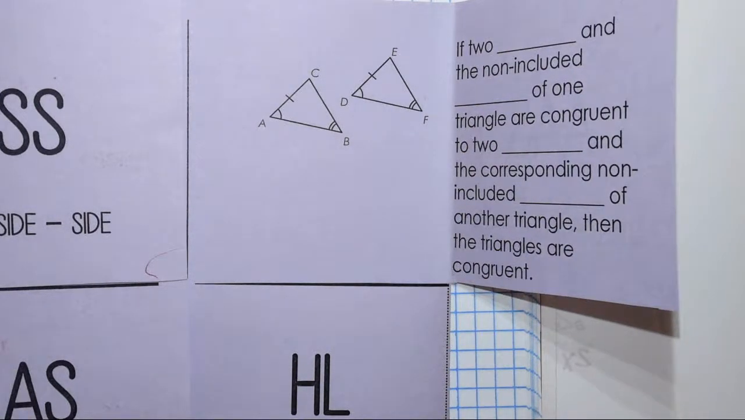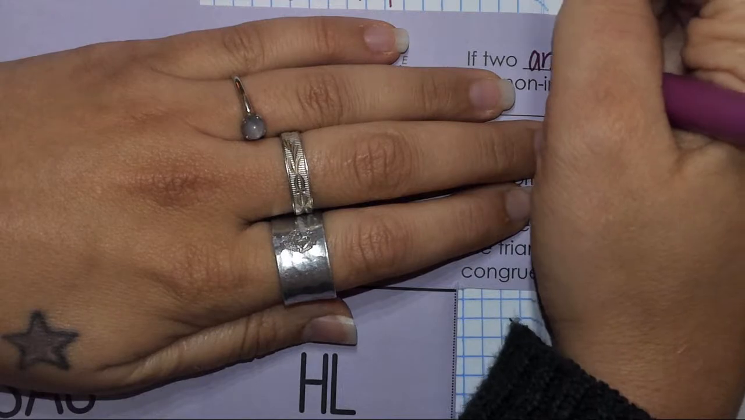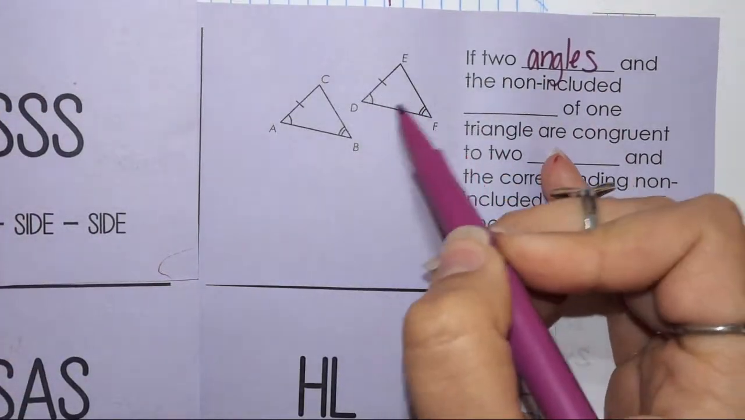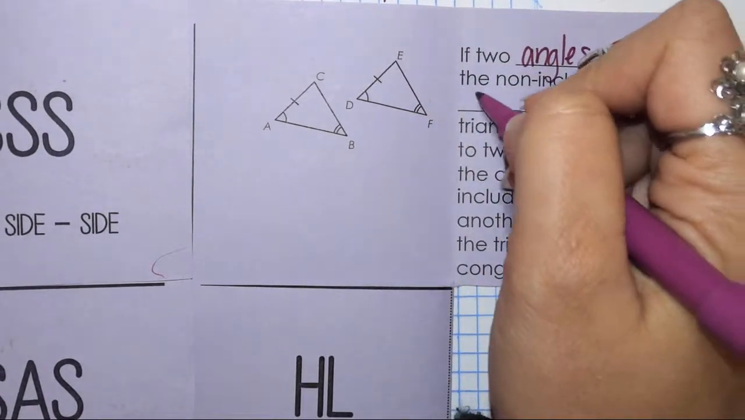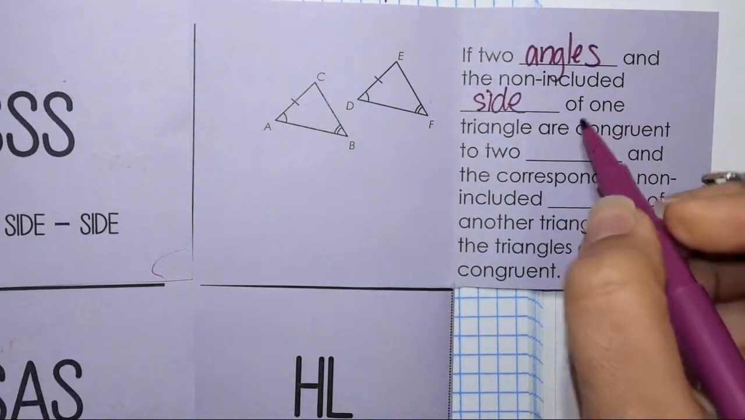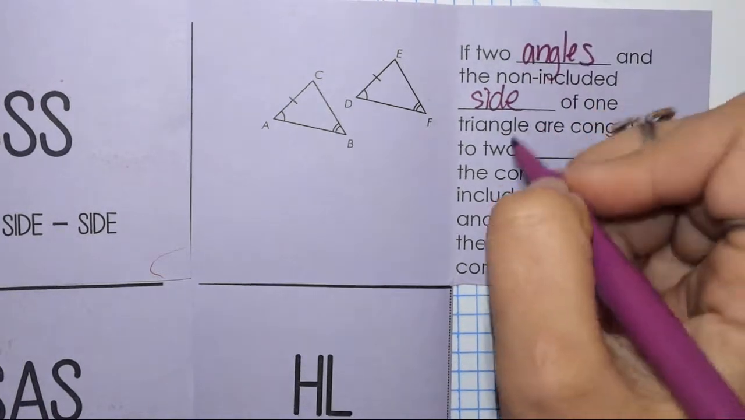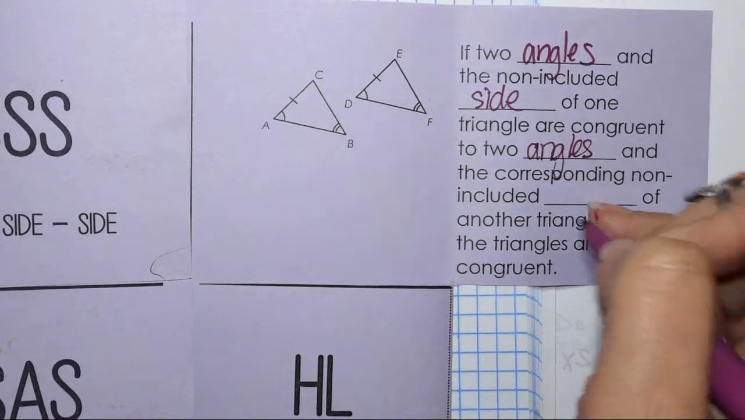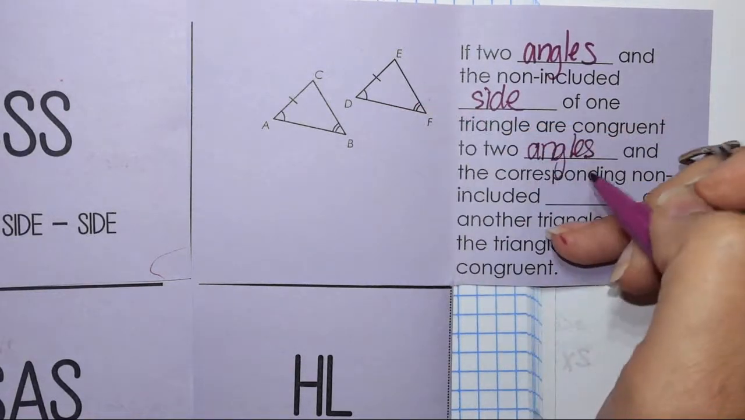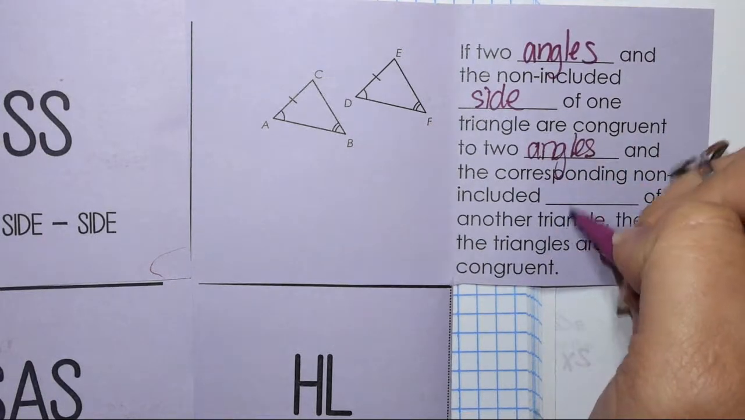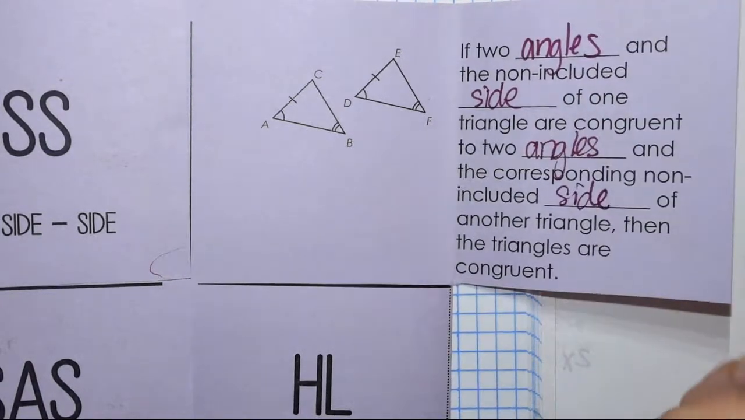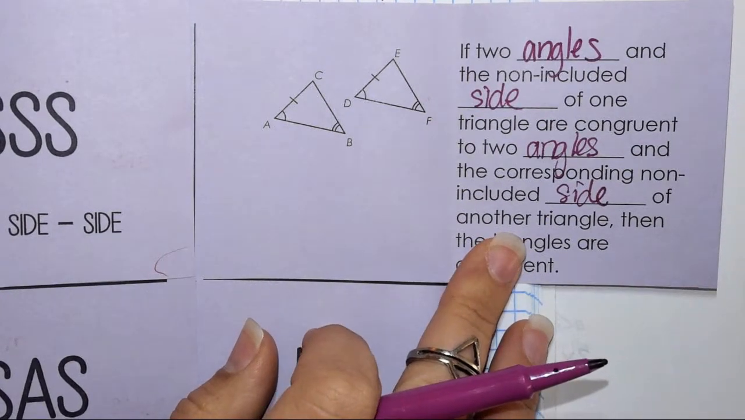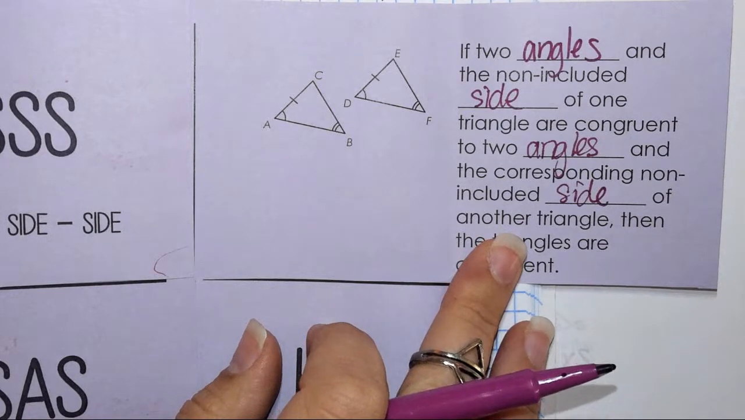So if 2 angles and the non-included, so that means it's not between the angles, the non-included side of one triangle are congruent to 2 angles, and the corresponding, that means in the same position, non-included side of another triangle, then the triangles are congruent. So, corresponding means that they're in the same position. Non-included means it's not between the angles.